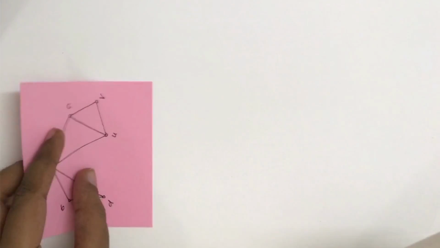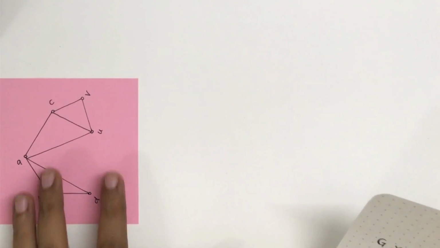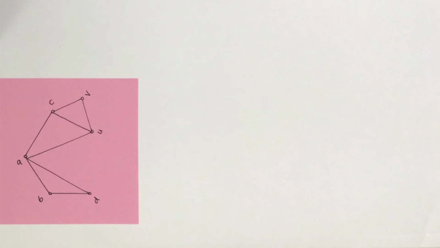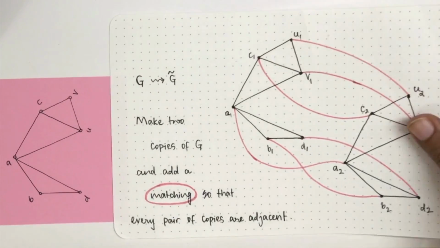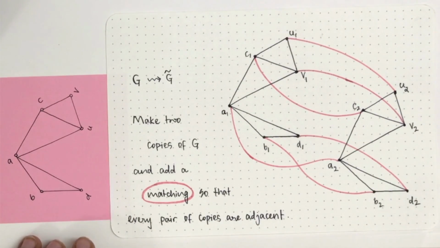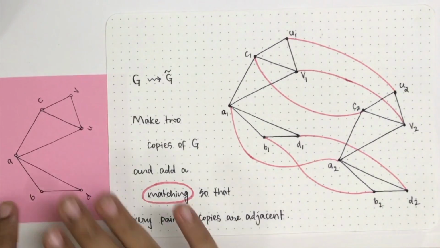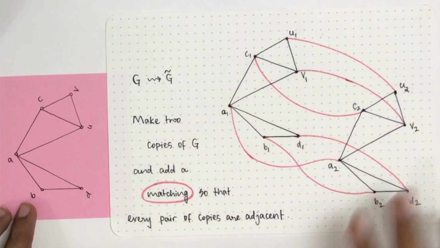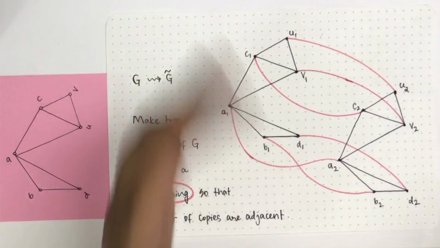So here is what we are going to do. Let's say we are working with an instance of OCT, and this is just one concrete example to make it easier to see what's going to happen. So suppose this is the instance of OCT that you're working with. We're going to convert this to an instance of vertex cover as follows. So we're going to make two copies of the graphs. So you can see the two copies drawn out in black here. And on top of that, we are going to add a matching.